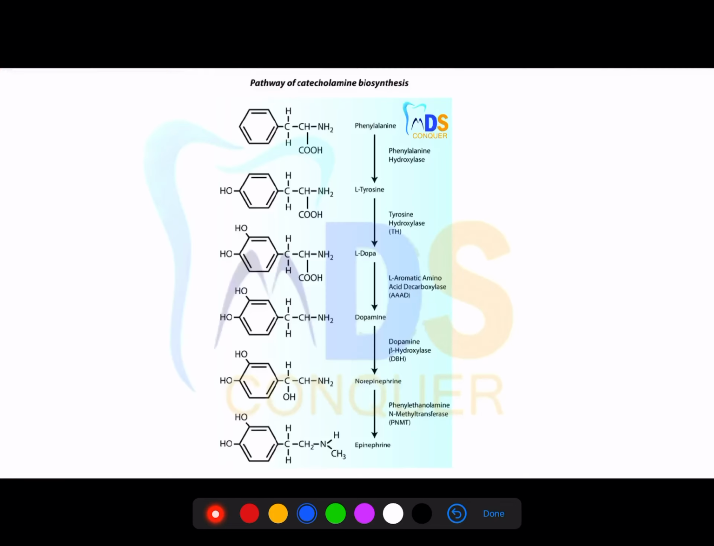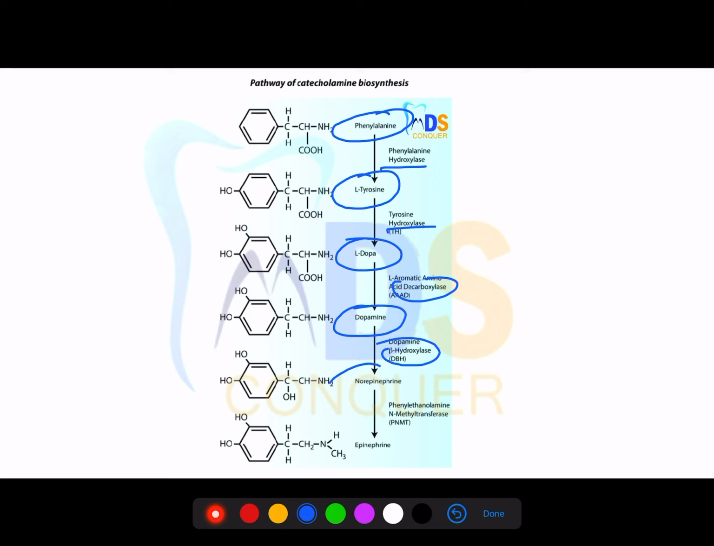That's very, very important. Next comes the catecholamine biosynthesis. This flowchart is very, very important in enzymes. It starts with phenylalanine. In the presence of hydroxylase enzyme, it converts into L-tyrosine, and in the presence of again a hydroxylase enzyme, it converts into L-dopa. In the presence of decarboxylase, it converts into dopamine. In the presence of hydroxylase, it converts into norepinephrine. In the presence of methyl transferase, it converts into epinephrine. So all this sequence is important.